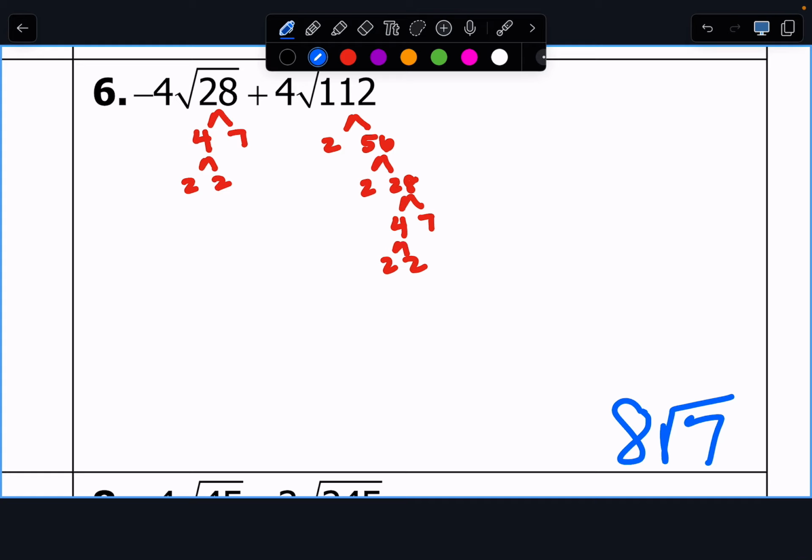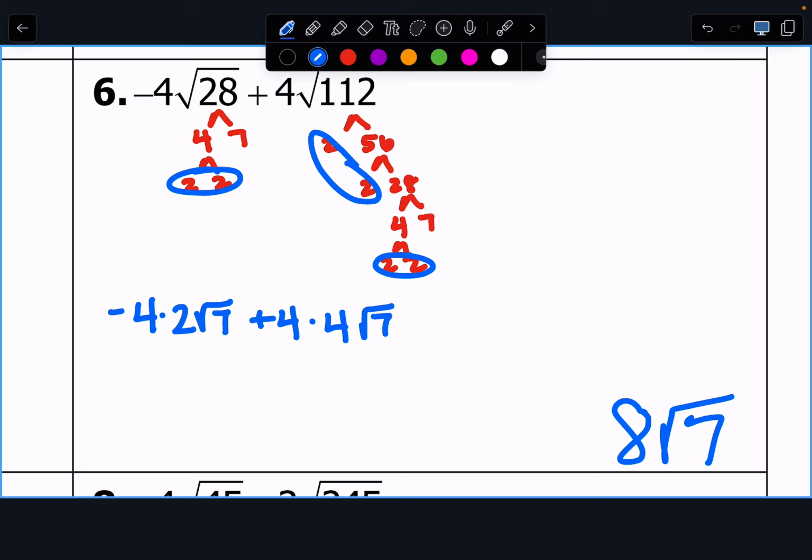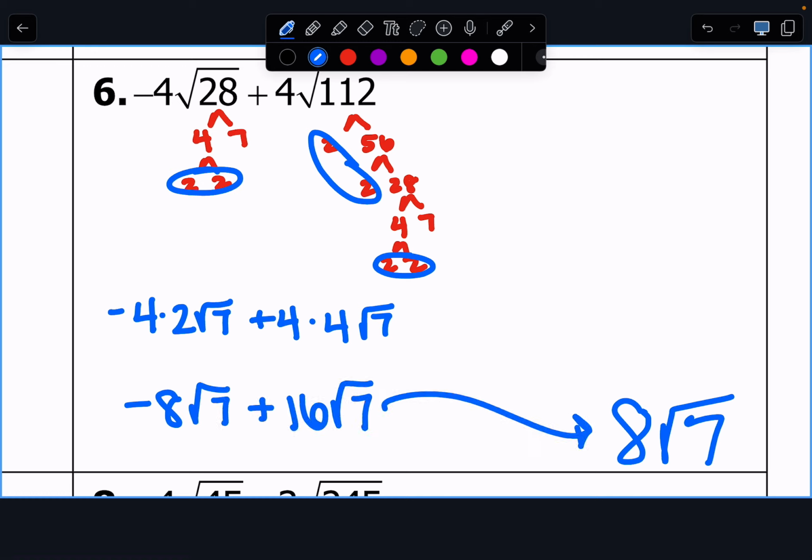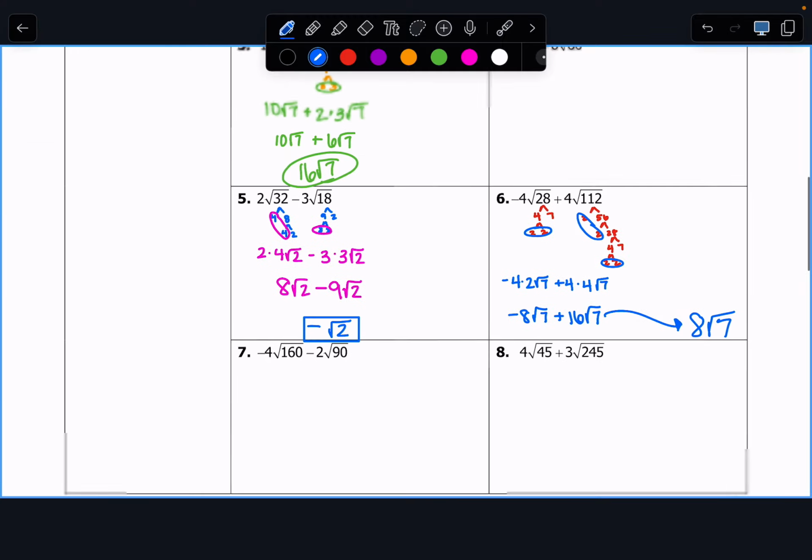Okay, so is it true that we have 2 squared trapped under radical 28? So the 2 comes out. And then radical 112, we have essentially 4 squared trapped underneath, right? And so 7 stays under. So we have negative 8 radical 7 plus 16 radical 7. We feel okay about that? I need some like, thank you, okay.